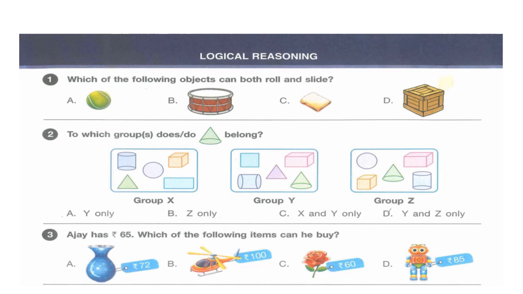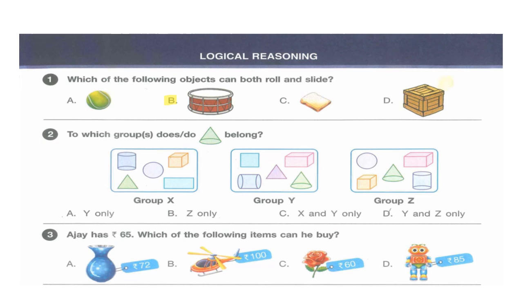Question number 1. Which of the following objects can both roll and slide? A. A tennis ball. B. A drum. C. A loaf of bread. D. A box. The object that can both roll and slide is a drum, and the answer is option B. Let's move on to the next question.